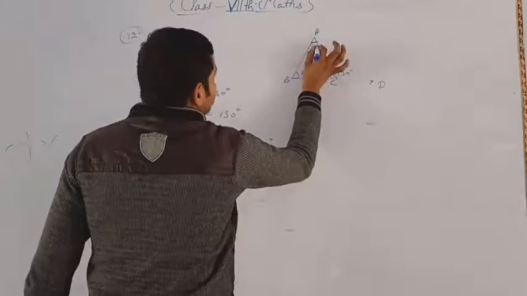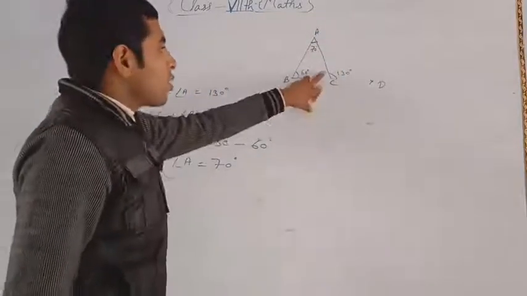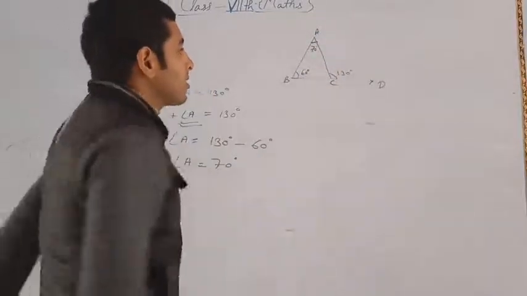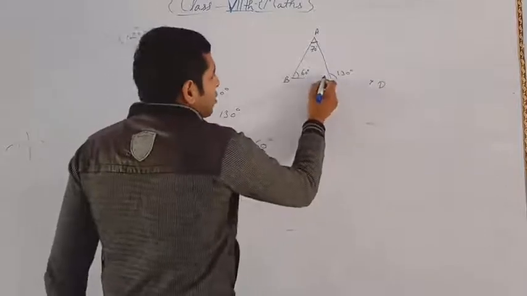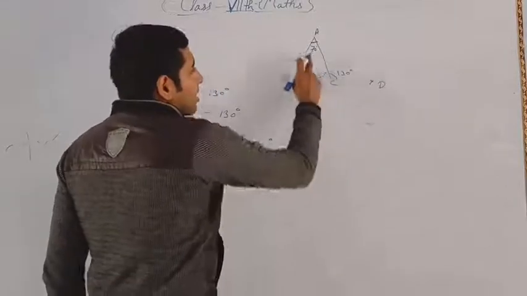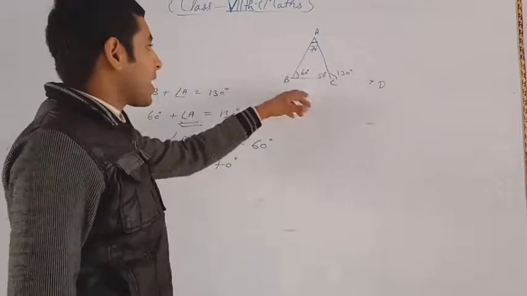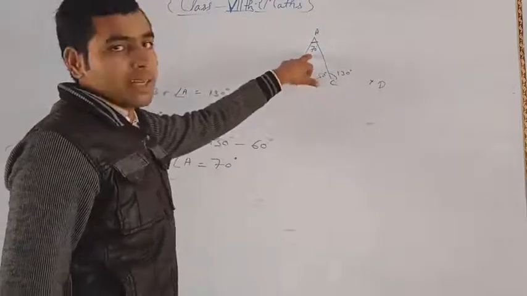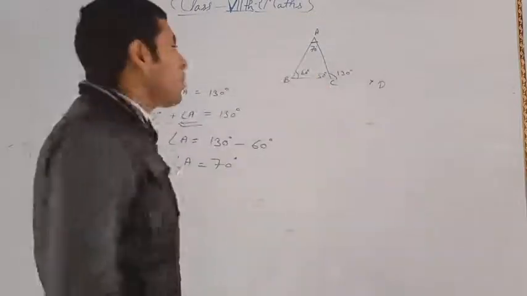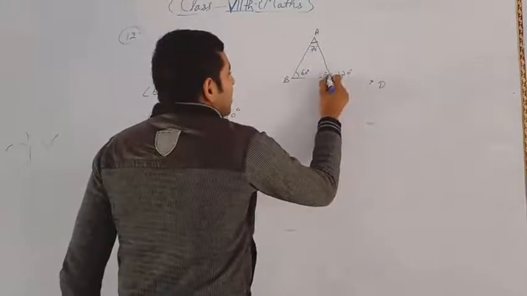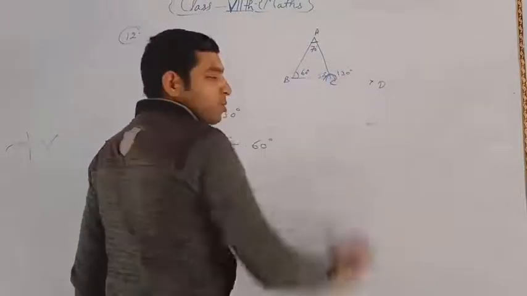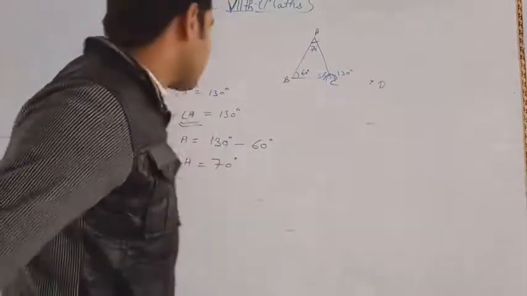This became 70 degrees. And what is the value of this angle? The value of this angle is equal to 50 degrees. From here, using the property of the triangle, 60 plus 50 plus 70 is equal to 180. And if this is a linear angle, then 130 plus 50 is equal to 180 degrees.